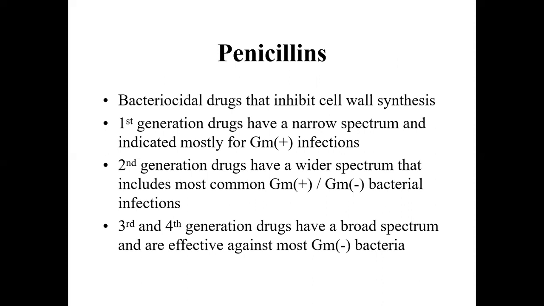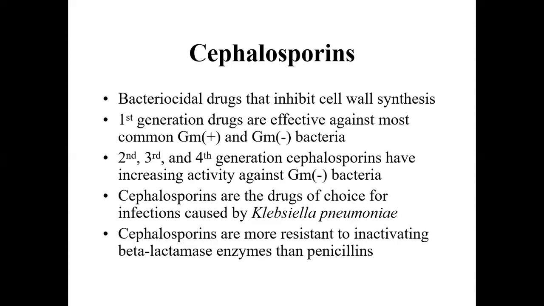An example is penicillins. Penicillins are bactericidal drugs that inhibit cell wall synthesis. First generation penicillins are narrow spectrum, indicated mostly for gram-positive infections. The second generation have a wider spectrum that includes gram-positive and gram-negative, and there are third and fourth generations that have a broader spectrum and are effective against most gram-negative types of bacteria.